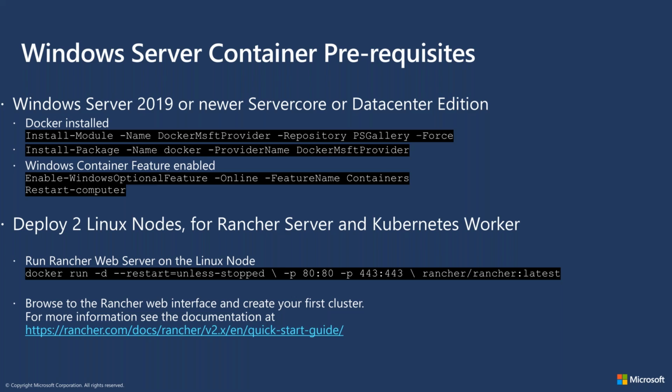Basically, deploy 2 Linux nodes, one for the Rancher host and then 1 Kubernetes worker. And then just run the Rancher web server on the Linux node with a simple Docker run command and go to the web UI and deploy your first cluster. If you want more information, check out the docs at rancher.com.